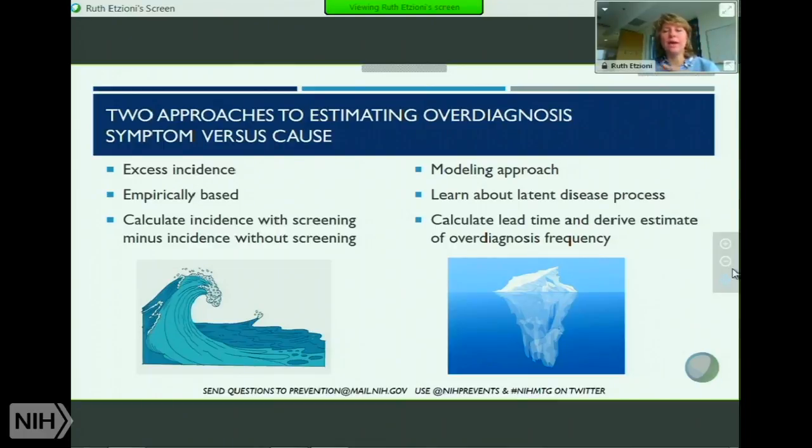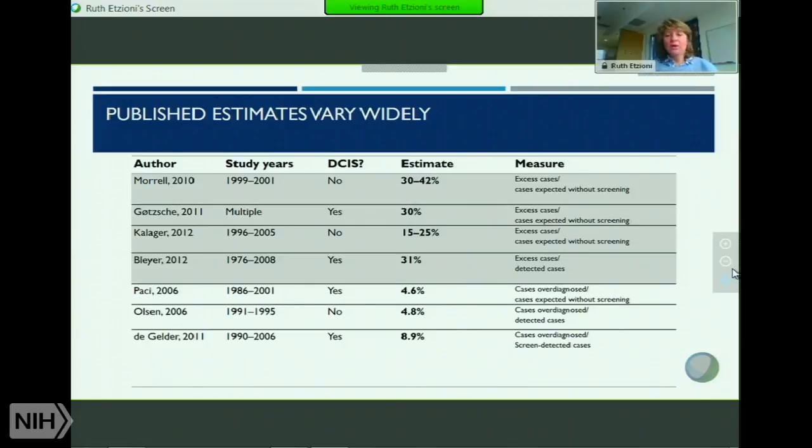So what I would like to do now is talk about considerations that play into generating valid estimates in each case. What's interesting is that published estimates vary widely. I'm showing here some studies from breast cancer. The shaded rows of the figure are results of excess incidence studies, and the non-shaded rows are results of modeling studies.